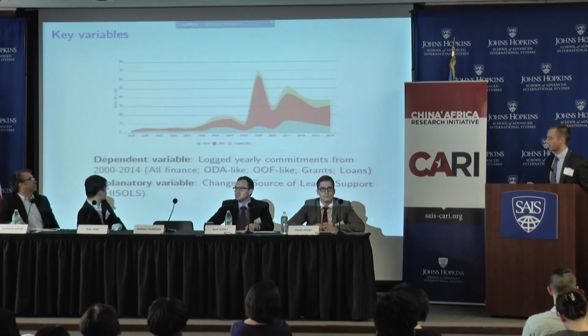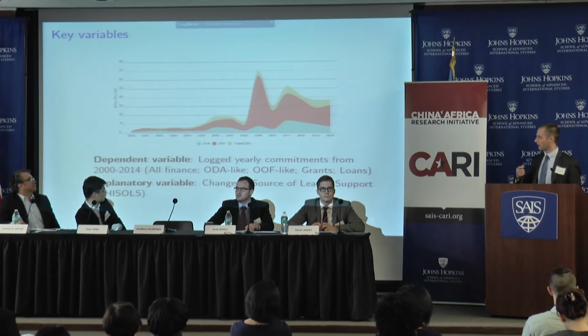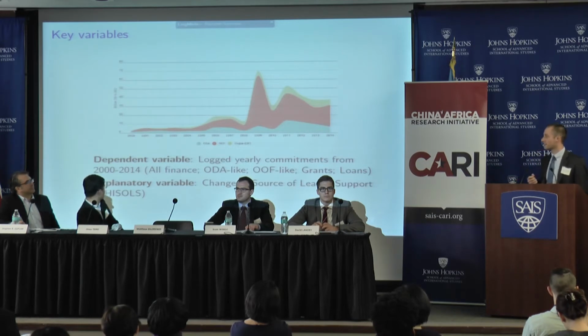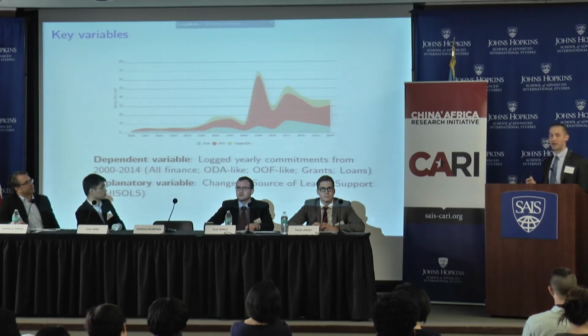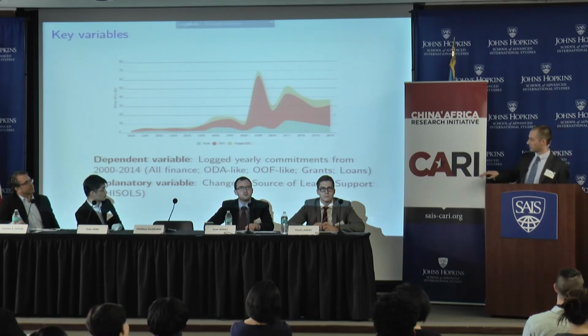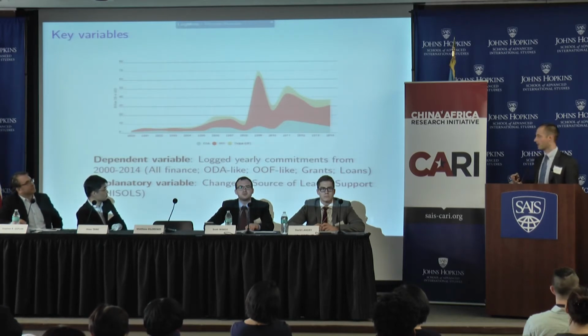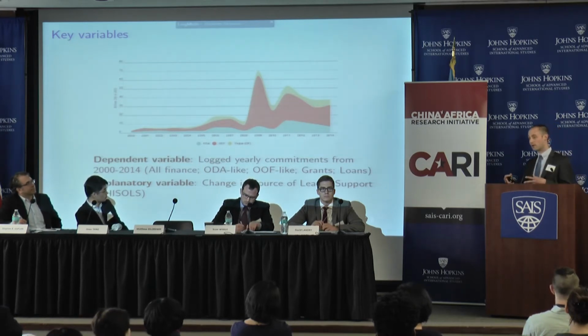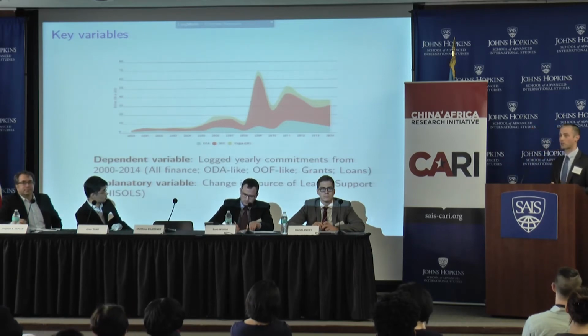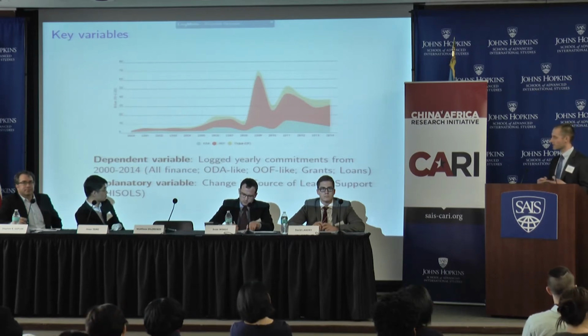So to test this argument, we have a pretty simple setup. We're using the AidData China Global Official Finance dataset, which is a database of Chinese aid and development projects throughout the period of 2000 to 2014. We follow some existing studies that look at the determinants of Chinese investments in creating 5 different dependent variables measuring different categories of finance. So we measure all finance together. We separate out what our team has coded as ODA-like finance from OOF-like finance, which is other official finance. And then we separate out grants from loans. And so that's what we're explaining.